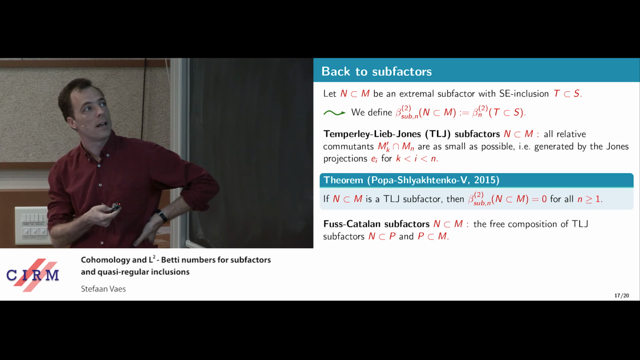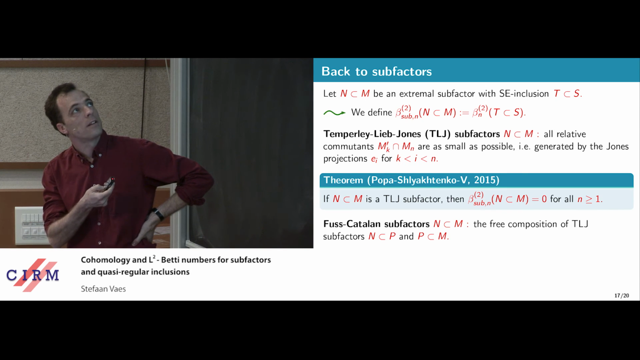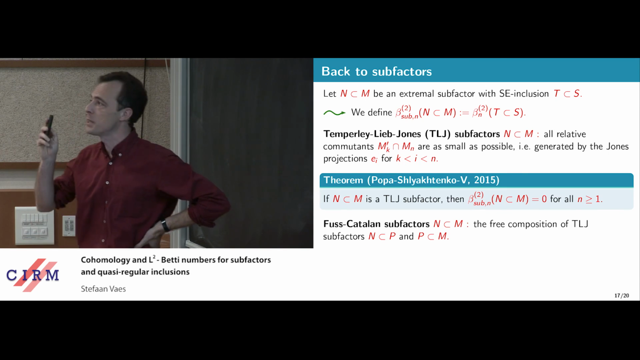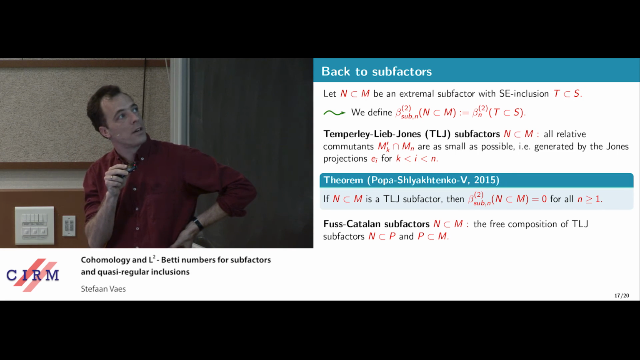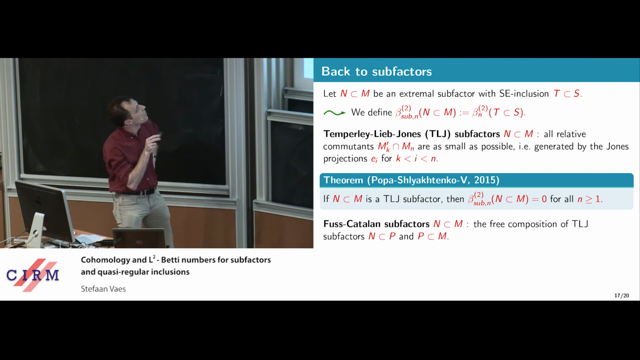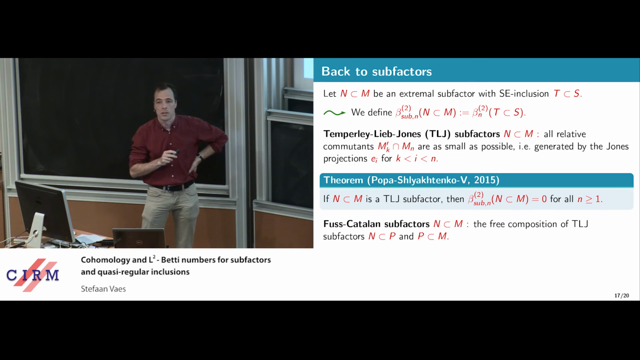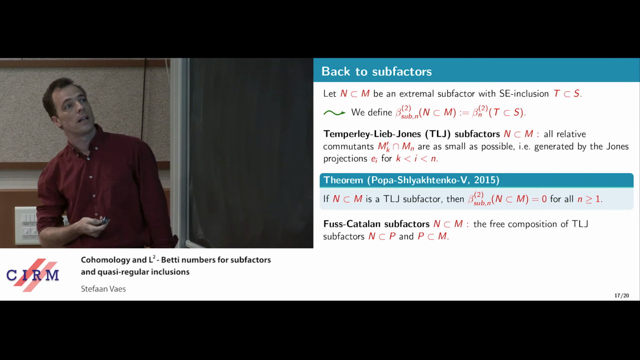Here is the other nice example. So what are the Fuss-Catalan subfactors? These are somehow the subfactors with the standard invariant being as small as possible, but with the extra thing that there is an intermediate subfactor. So if you have a subfactor P sitting in between N and M, then the relative commutants become slightly larger, because you do have the projection on P that will be extra in the relative commutants. And well, if that's the only thing you get extra, then you call it a Fuss-Catalan subfactor.